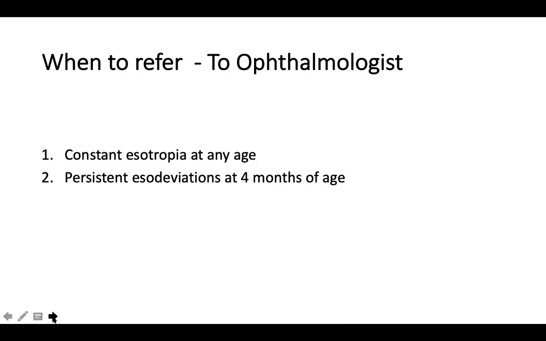So when do you refer to an ophthalmologist a small baby who's having a squint? Consistent esotropia at any age, okay? Generally, newborns can have some degree of esotropia, which is considered normal, but they don't have any esotropia from 4 months of age. So if children have a very persistent esotropia from 4 months of age, then you should think about unusual paralysis or unusual lesions in the brain, and you should refer to an ophthalmologist as well as a neurologist, okay?